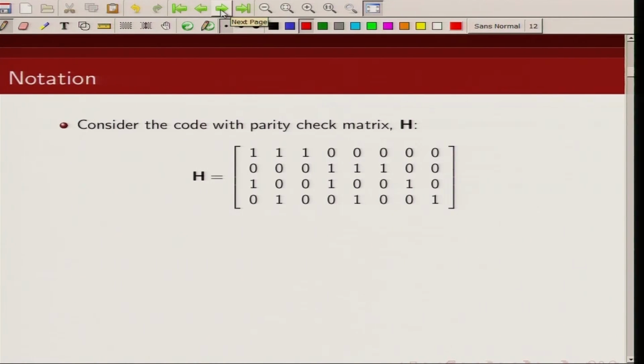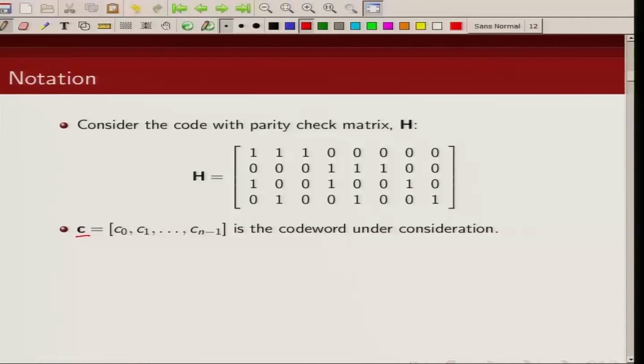So, let us consider an example. So, this is our parity check matrix. We will first describe the notations that we are going to use, and then we will state the decoding algorithm and the corresponding equations, and then we will illustrate using one example. So, we are using C to denote our code word. So, this is an n bit code word C0, C1, C2, up to Cn, that is our code word.